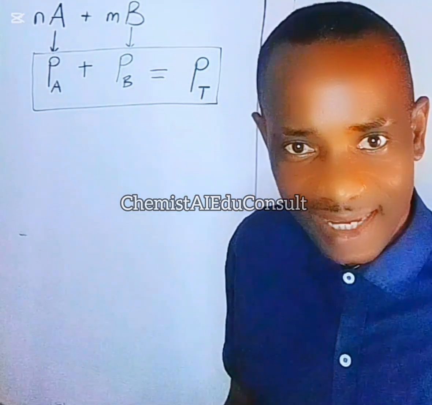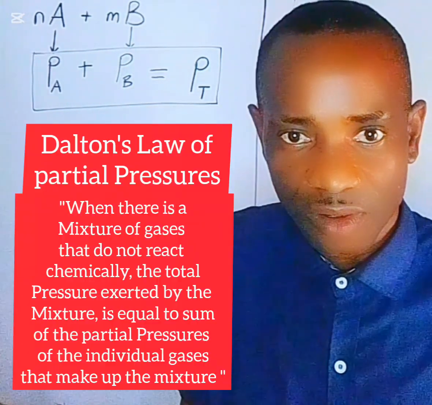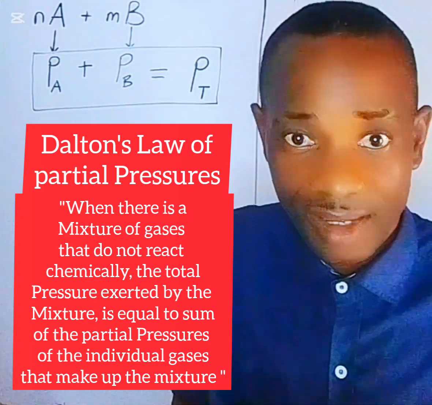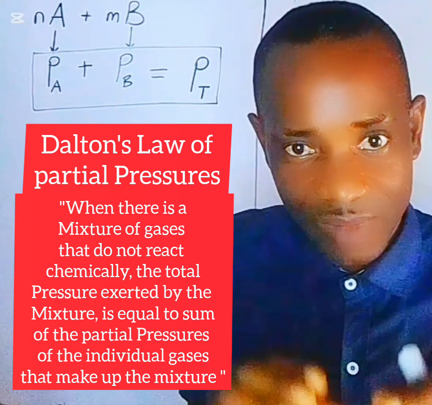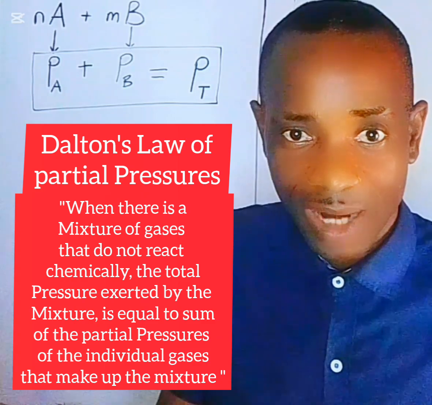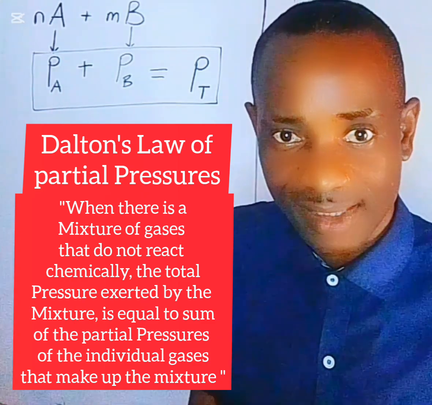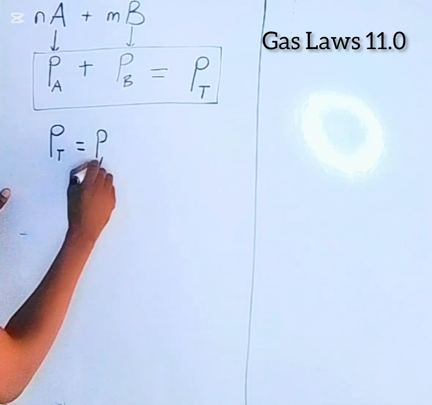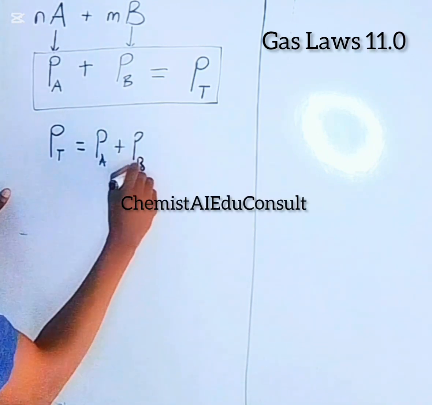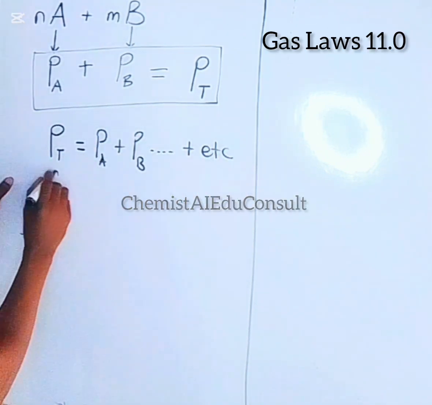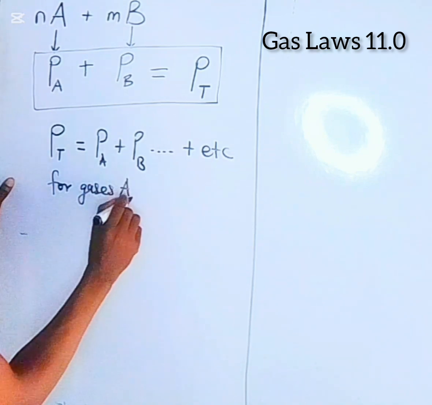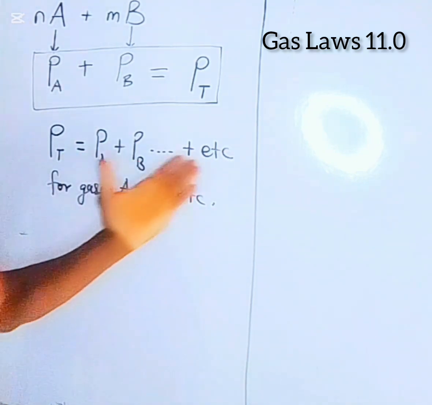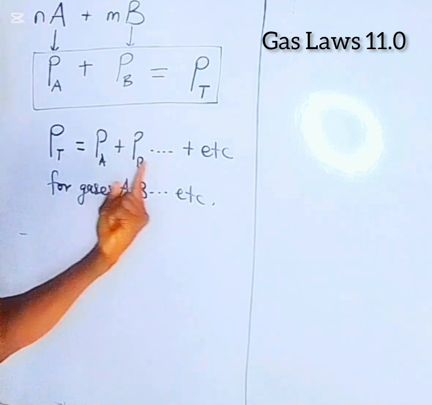So Dalton's law states that when there is a mixture of two or more gases that do not react chemically, the total pressure exerted by the mixture is equal to the sum of the partial pressures of the individual gases that make up the mixture. P total equals PA plus PB plus etc. for gases A, B, etc. in case there are more gases that are not A and B.